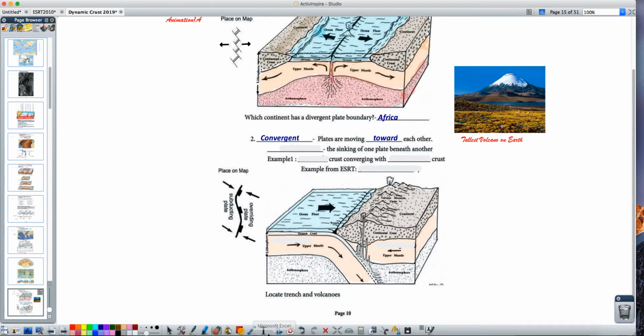So let's put this down here. Blank is the sinking of one plate beneath another. I just told you. Please put the answer down. And the answer is subduction.